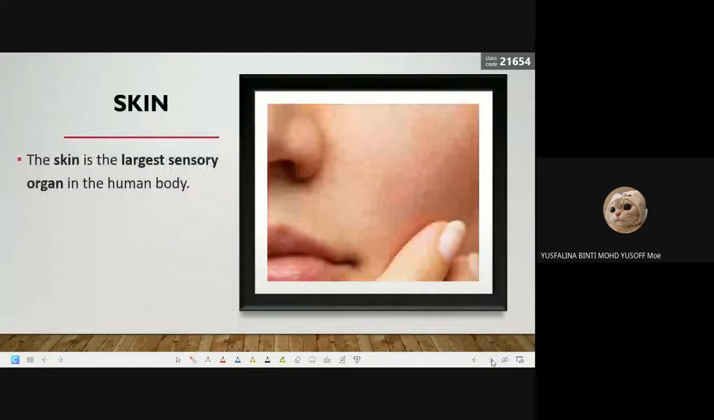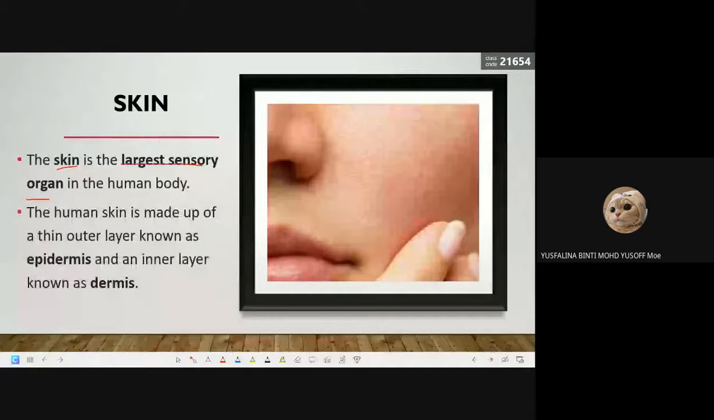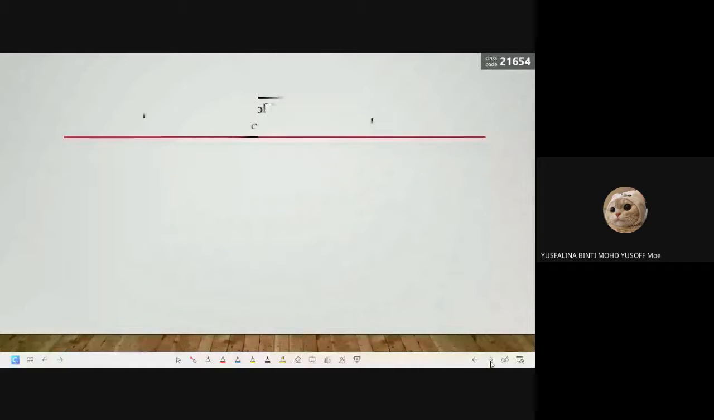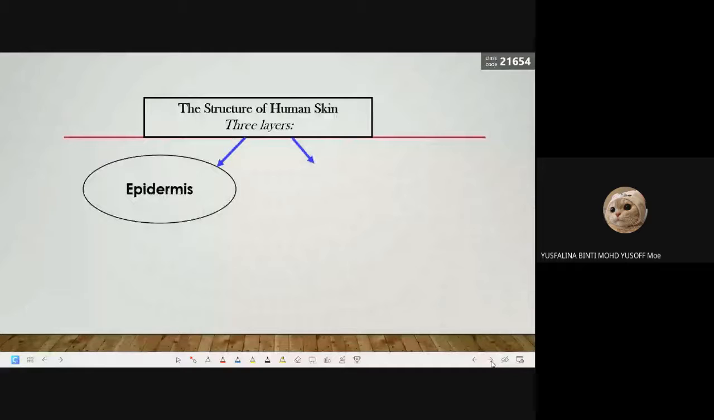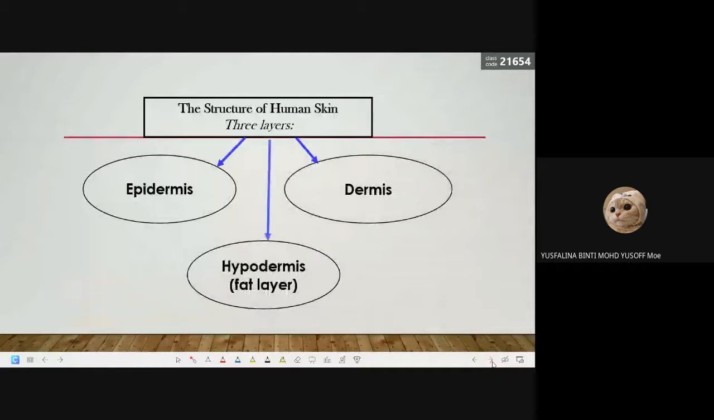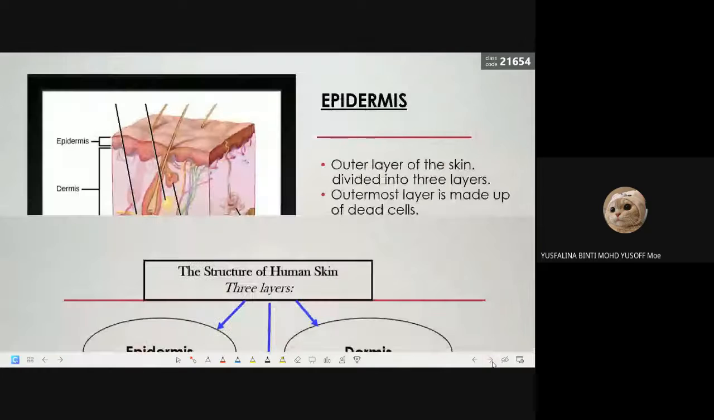Okay, so the skin is the largest sensory organ in the human body, of course, right? All of our body is covered with skin. Okay, so it's the largest sensory organ. Then the human skin is made up of a thin outer layer known as epidermis. So on the top is epidermis. The second layer is dermis. After dermis is what? A fat layer, right? So the structure of human skin has three layers: epidermis, dermis, and also the fat layer, or we call it hypodermis.